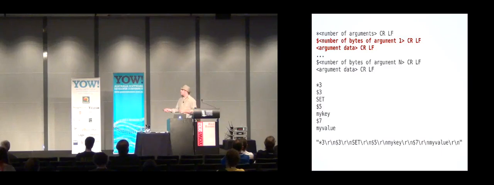We also have a dollar sign and then the number of bytes the following argument is going to have, followed by a carriage return line feed. The next is the argument data, followed by a carriage return line feed. And then we just repeat this until we're done. So it's pretty simple. So it ends up looking something like this, right?